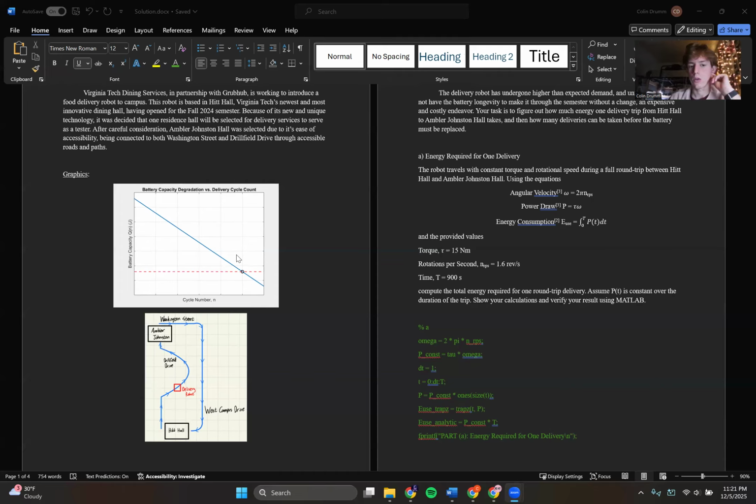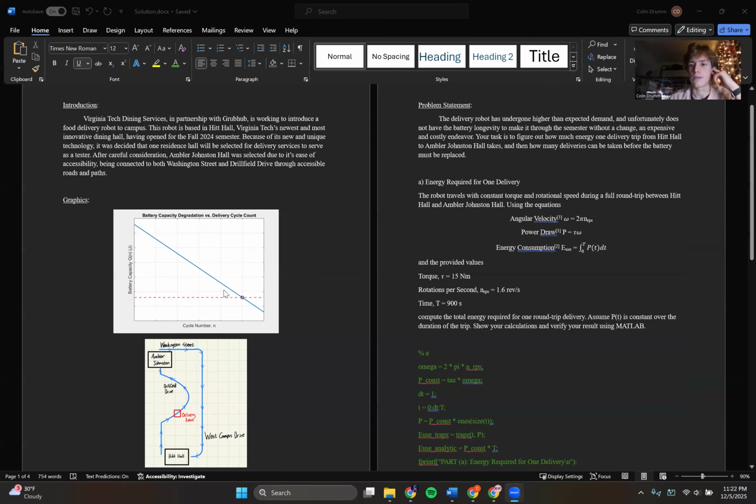The other graph I have here is just a little bit of a map of the type of path I would expect it to follow. Nothing crazy. Okay, so the first part of the problem is to figure out the energy required for one delivery. I gave three equations to help with this.